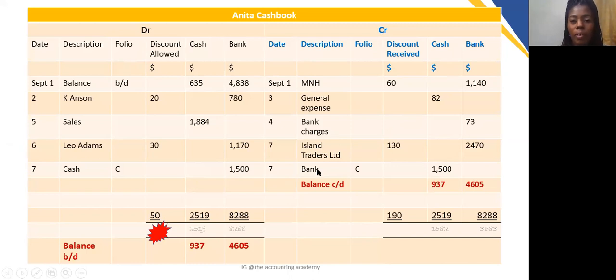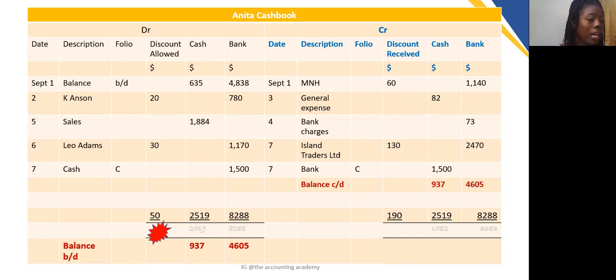So we would have to have our description. In this case, the money is going to the bank. You must put your folio, so you put your C in there. How much money is going out and where is it leaving from? It's leaving from our cash account and it's 1500. So the 1500 has to go under the cash column.